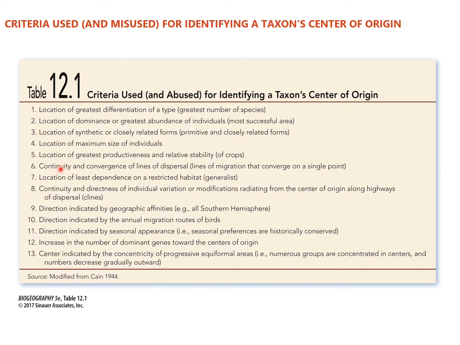So if you use a number of them, and they're all pointing to the same location, then maybe that's some pretty strong evidence. But I think the problem was that people sort of took this idea and ran with it, and would use any one of these and say, oh, here's the center of origin, and here's how this group of species evolved over time. So when you do that, you're not being very rigorous, and it becomes kind of like storytelling at that point rather than a scientific explanation.